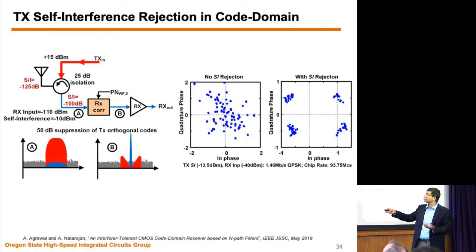in this case. And what we can show is that without the code rejection, we again see a scrambled constellation, and everything is cleaned up once we are able to run this correlator in order to reject interferers. So this is again an example of how you can start doing reconfigurable select reject filtering in analog in the receiver.